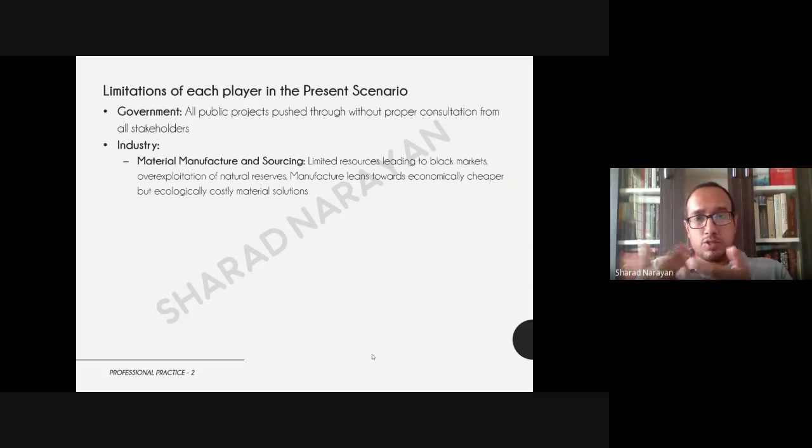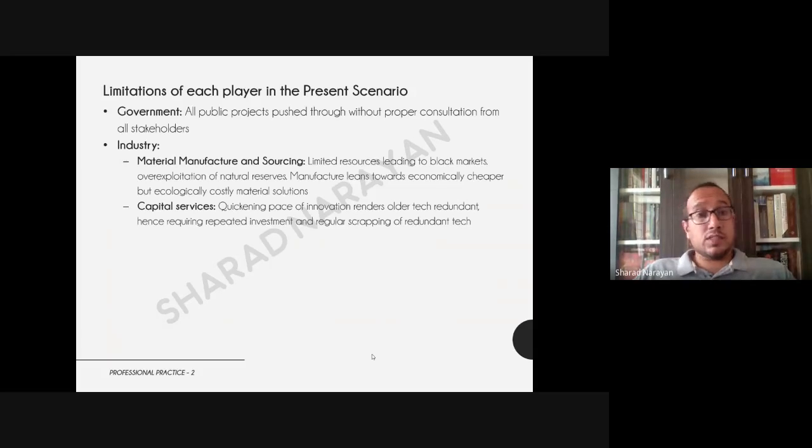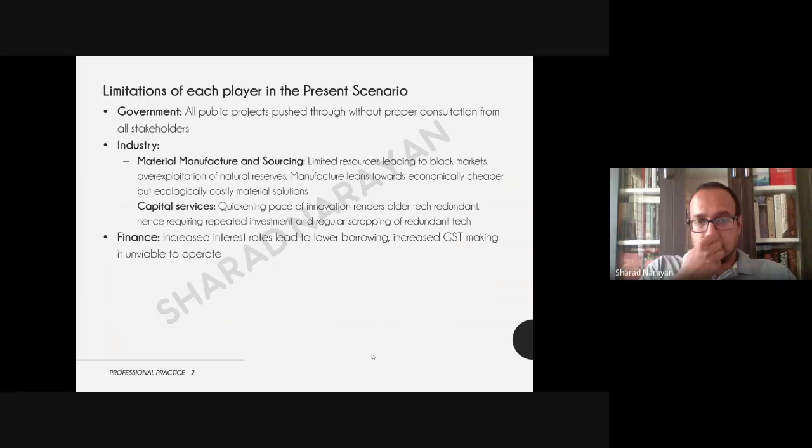In the case of the industry, limited resources lead to black markets and over exploitation of natural reserves. Manufacturers lean towards economically cheaper but ecologically costlier material solutions, and quality control invariably varies when there isn't sufficient oversight. Capital services are also very critical over here. The quickening pace of innovation renders older tech redundant, hence requiring repeated investment and regular scrapping of redundant tech. Finance: increased interest rates lead to lower borrowing, and increased GST makes it unviable to operate profitably.